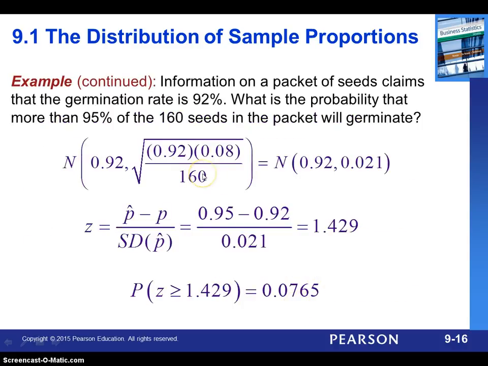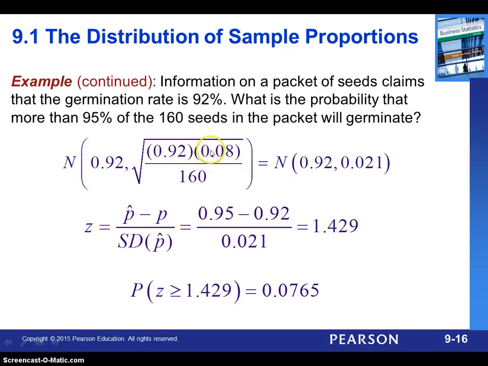So now we're going to find the normal curve. We believe the true proportion for our normal curve will hover around 0.92, 92%. And its standard deviation is, again, the square root of P times Q over N. P is 0.92, Q is 0.08, N is 160 seeds. And so we'll get the standard deviation is 0.021. Basically what that means is we believe our seeds will germinate at 92% plus or minus 2%.